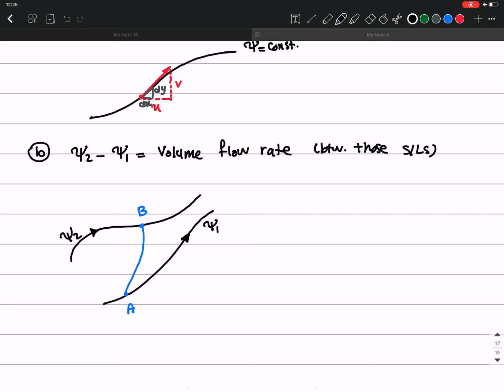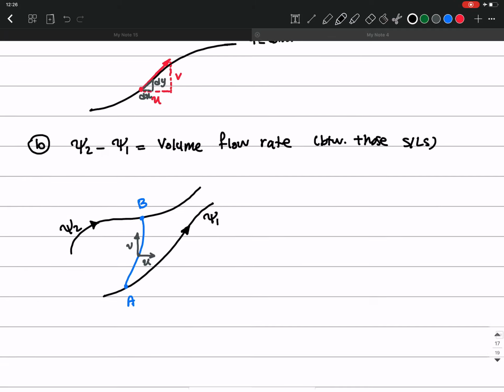So here, say for any arbitrary point here, we are going to have two velocity components, one u in the x direction, and then one v in the y direction, okay? So now I want to calculate how much of this flow is crossing this AB line, okay?